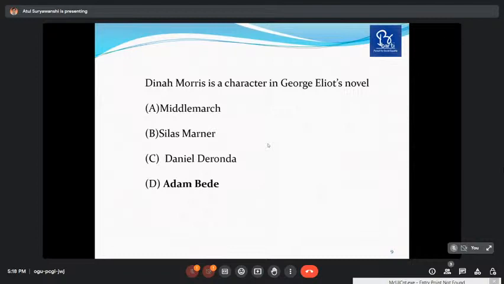So now, if Adam Bede is the right answer, we have to see what the remaining three options are associated with: Middlemarch, Silas Marner, and Daniel Deronda. We have to focus, study it, and analyze it, so that we come to know more in detail about the novels, poetry, drama, essays, fiction, non-fiction, and all that.